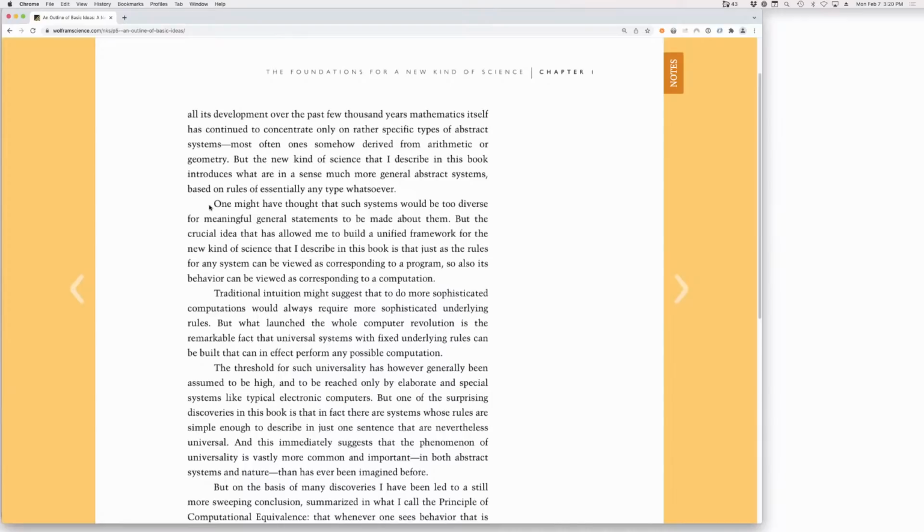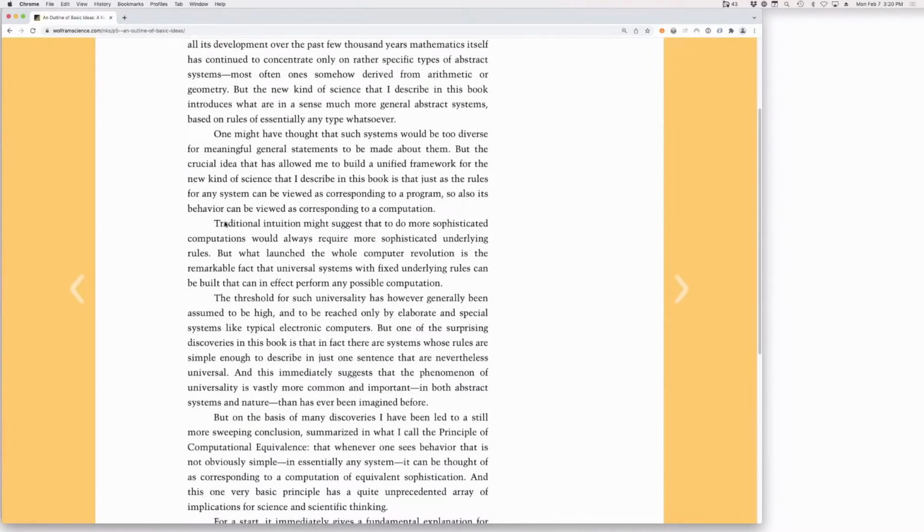But anyway, I went on here to say, one might have thought that such systems would be too diverse for meaningful general statements to be made about them, that is, systems with general abstract systems. But the crucial idea that has allowed me to build a unified framework for the new kind of science that I describe in this book is that just as the rules for any system can be viewed as corresponding to a program, so also its behavior can be viewed as corresponding to a computation.